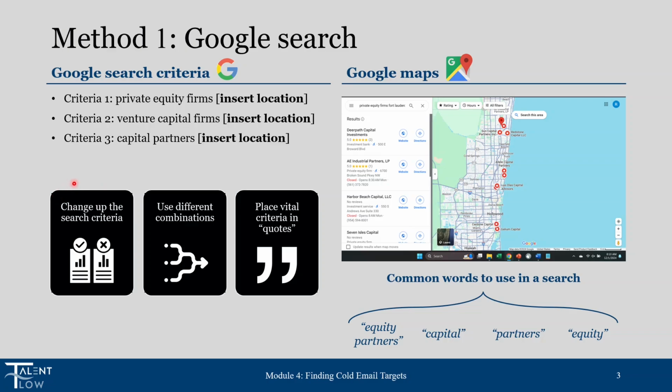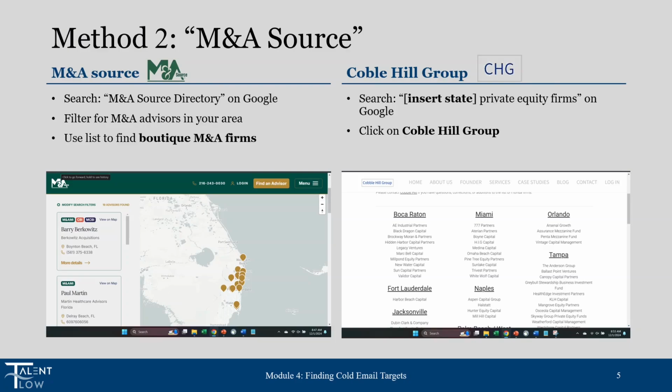Now, while we only covered a few examples of changing up the search criteria and using different combinations with quotes, feel free to mess around with this and really switch up the combinations and the use of quotes. It's pretty surprising how different the search results can be just by switching up the use of quotes and a few different words here and there. So try it out.